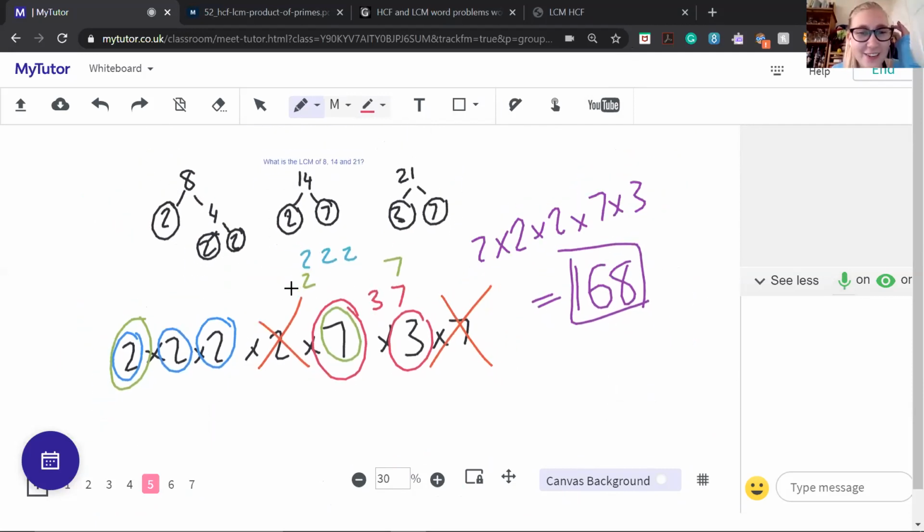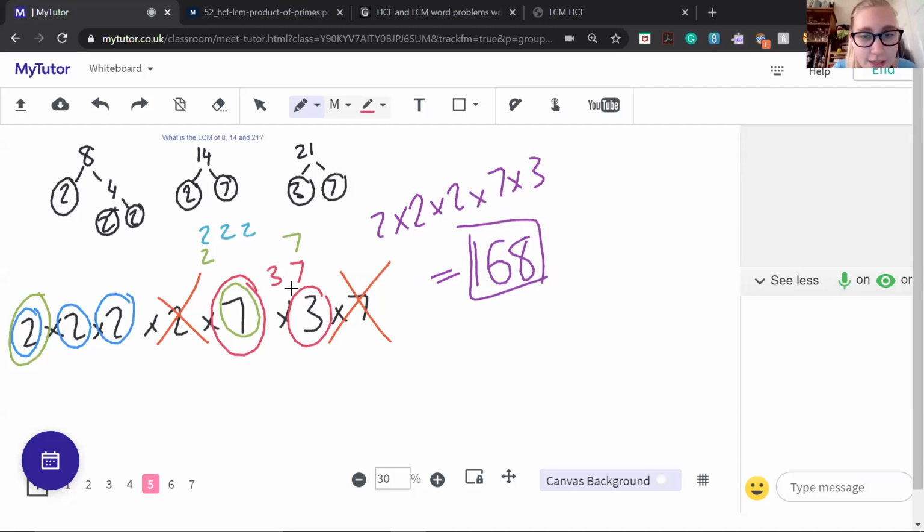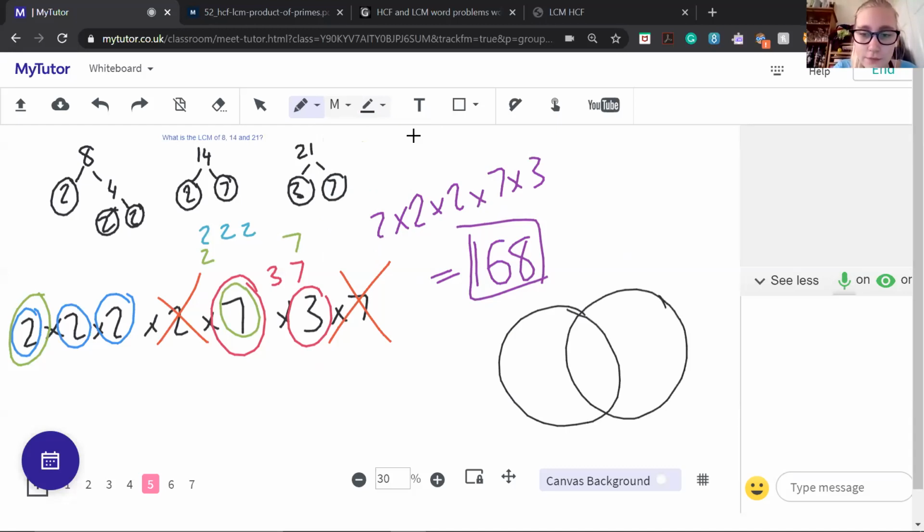I found it. If you want to see this as a Venn diagram, and then I'll do a word question. It might run over a tiny bit. We've got 8, 14, and 21. Let's see. Right. They each have a 2 in them. Oh, no, they don't. 8 and 14 have a 2. Then 8 has another couple of 2s that isn't shared by anything else. 14 and 21 have a 7. And then 21 has a 3 that isn't shared by anything else.